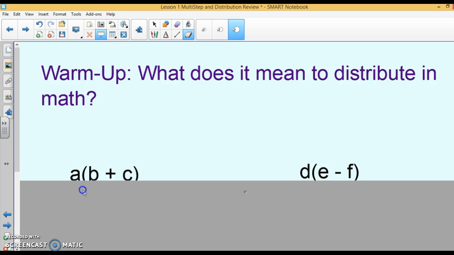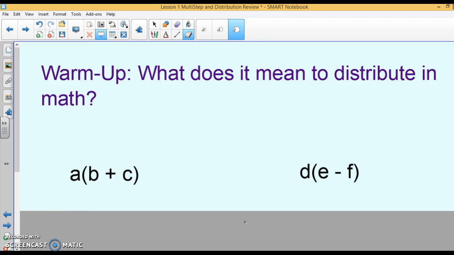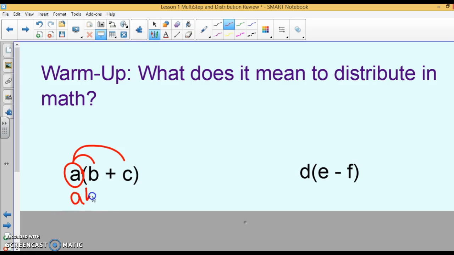So for example, if I was to just use letters, right, we do a little method where we circle our term in the front, right? So in this case, I'm going to call it A. And I want to distribute into my parentheses. I'm going to distribute to my B and distribute to my C, right? And we're multiplying. So I would have A times B plus A times C, right?